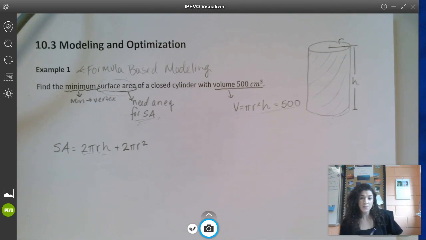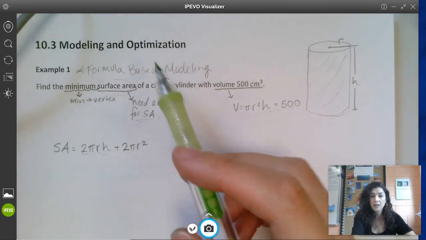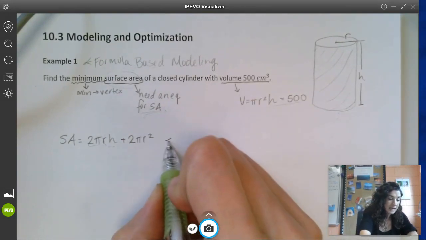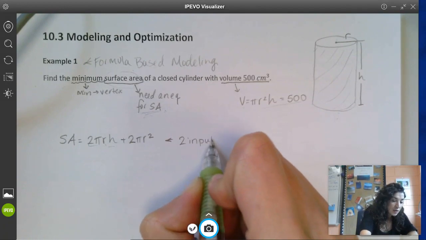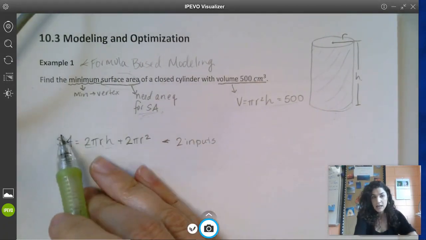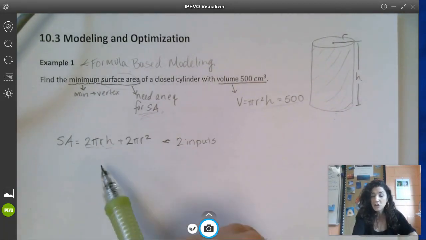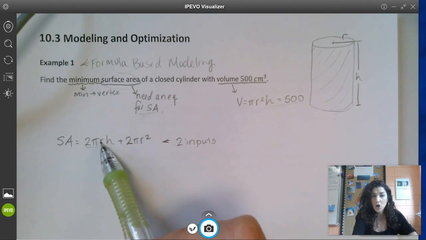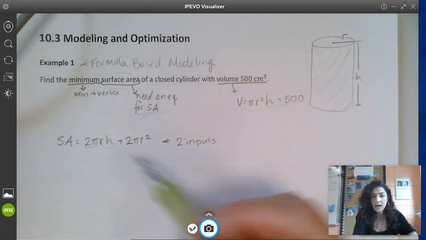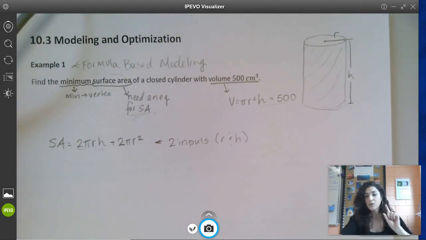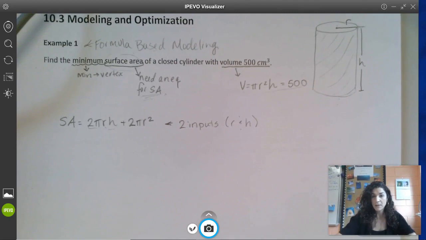So I've done the formula-based modeling step 1, which is start with the formula. Step 2 with formula-based modeling is that I only want one input. And right now I have two inputs. My output is surface area, right? That's my Y value. And my inputs, my X values, I've got two things plugged in on this side. I've got an R, which is the radius, and I've also got a height. So my two inputs right now are R and H. And I only want one input when I'm talking about formula-based modeling.